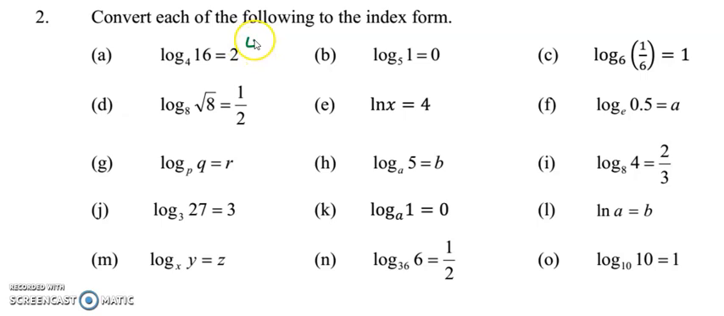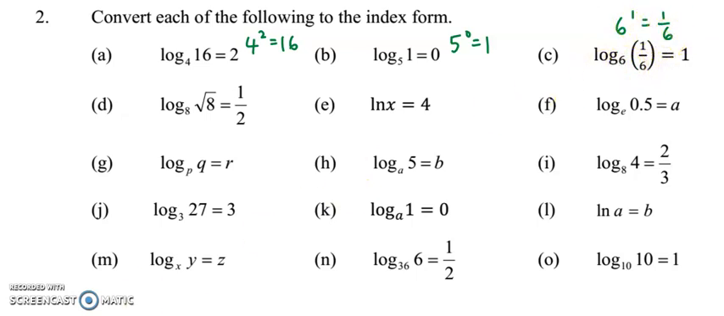I got a 4 power of 2 equals to 16, where the base of the log now become the base of the index. Okay, and the 2 here will be the power of the index equals to the 16. Question B. To convert this log 1 base of 5 equals to 0, that will be 5 power of 0 equals to 1. And C, that will be 6 power of 1 equals to 1 over 6.